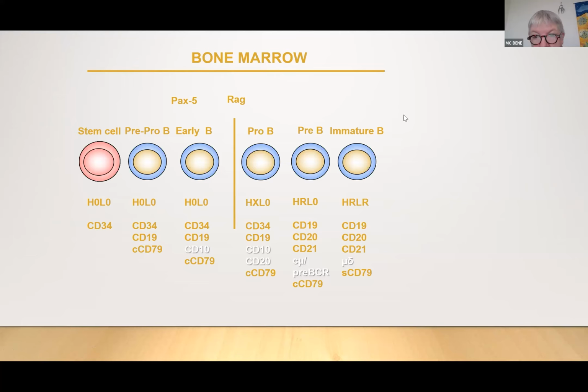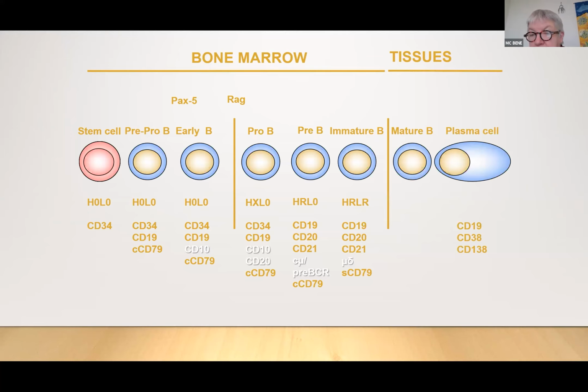So once this naive cell is ready, it's going to leave the bone marrow, move to tissues, and wait as a mature B cell that is latent, until the antigen is coming. And when the antigen is coming, it's going to proliferate and give rise to memory B cells, which are going to enhance the possibility to recognize that antigen, and to plasma cells, which express CD38 and CD138, which are going to produce these immunoglobulins in large numbers.